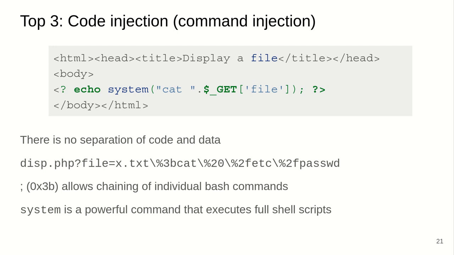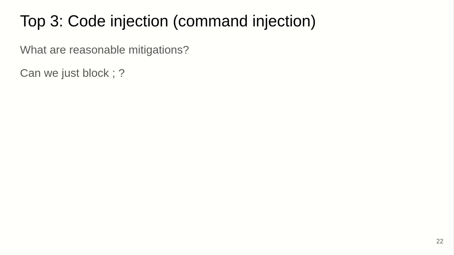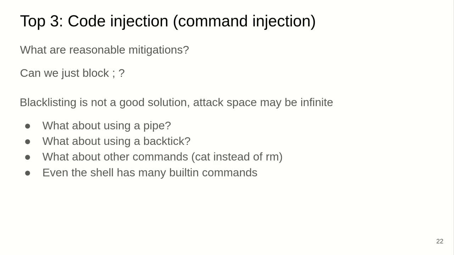So how can we mitigate this attack vector? What are reasonable mitigations for that? We could just block the semicolon. That's a start. But deny listing is not a good solution, as the attack space may be infinite, right? We could be using a pipe. We could be using a backtick. The attacker could be using other commands, so remove instead of cat. Even the shell has many built-in commands that could be used to trigger additional functionality.